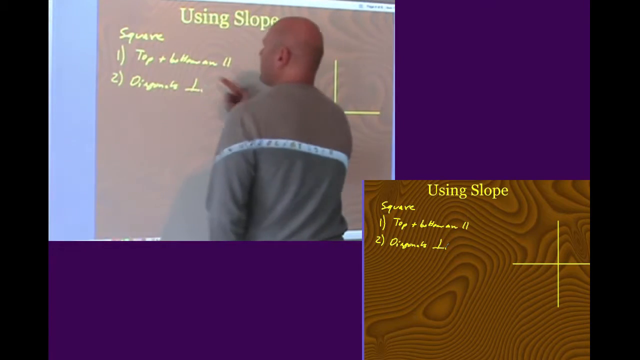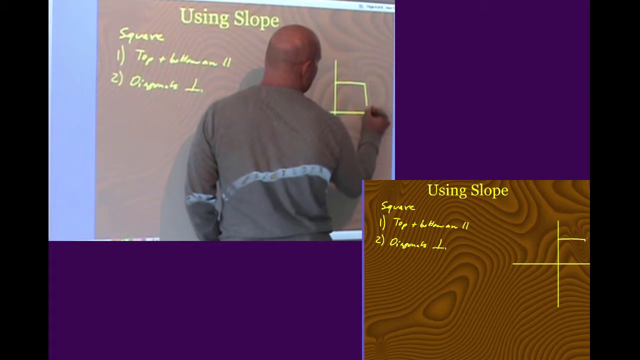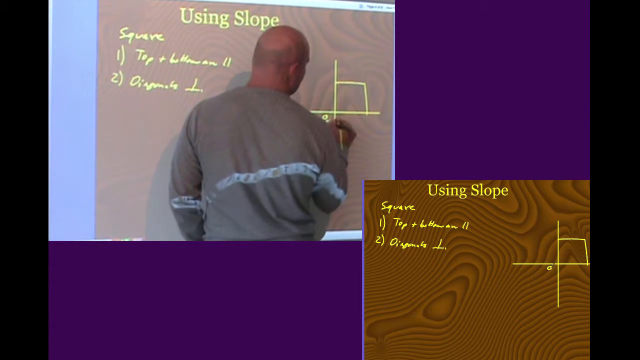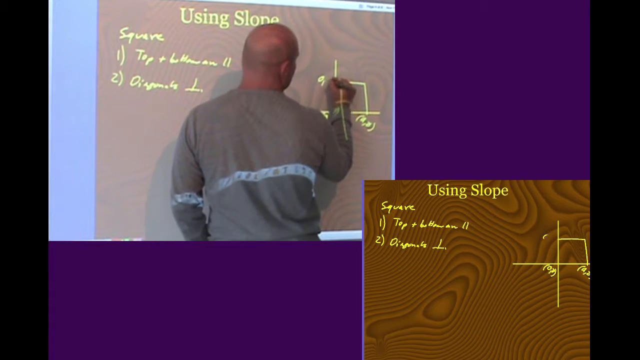So the first thing I do is, that's where I'm headed, I've got a square. So I need a square on my plane here. So this is 0, 0, A, 0, 0, A.